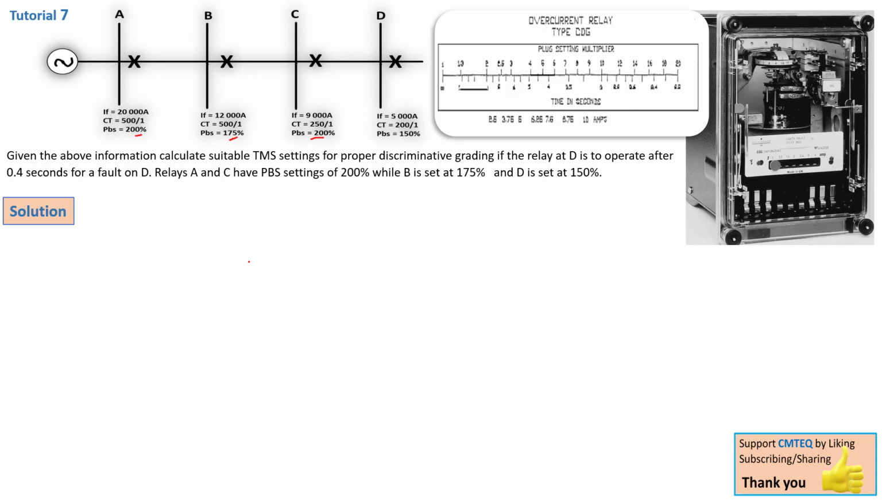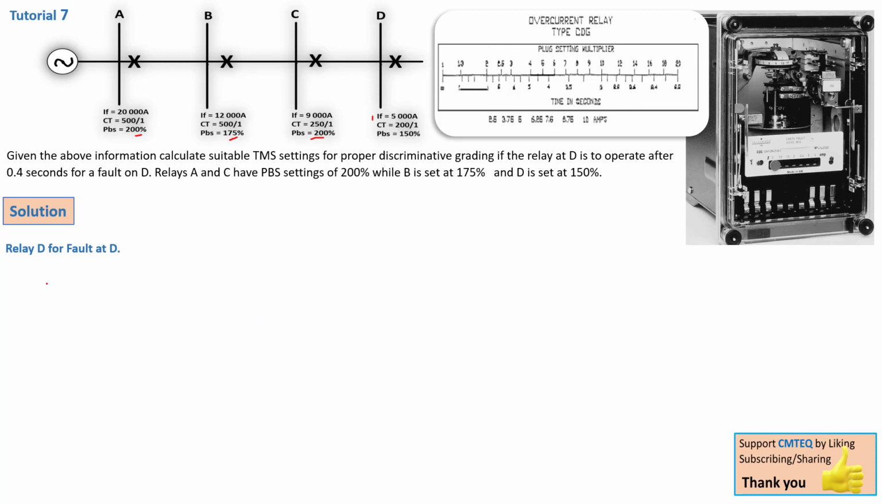Now we go. So for the first relay D, that is for the fault on bus bar D, that is this bus bar. We know that the fault here is 5000 amps. The CT ratio is 200/1. The plug setting is 150%. Before we can calculate the IDMT relay times, that is the tripping time and the actual time, there are other things that we need to calculate first.